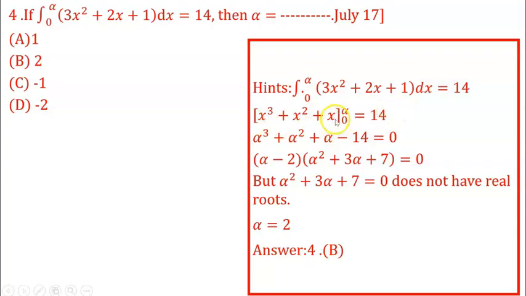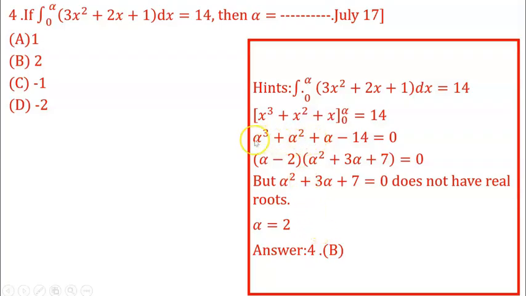Upper limit minus lower limit. Lower limit is 0, therefore we have the upper limit: alpha cube plus alpha square plus alpha. And take this 14 to the left hand side, it will become minus. Now factorize this. Therefore, the factors are alpha minus 2 and in the second bracket alpha square plus 3 alpha plus 7, that's equal to 0. Now the quadratic alpha square plus 3 alpha plus 7 does not have real roots, and hence alpha is equal to 2. That is, option B is correct here.